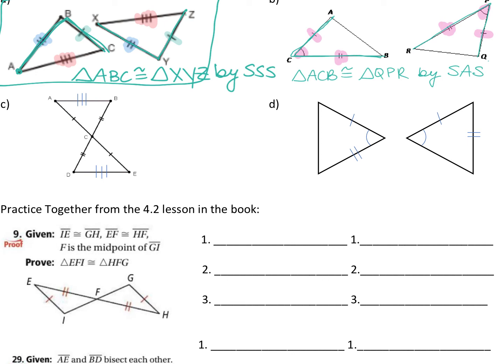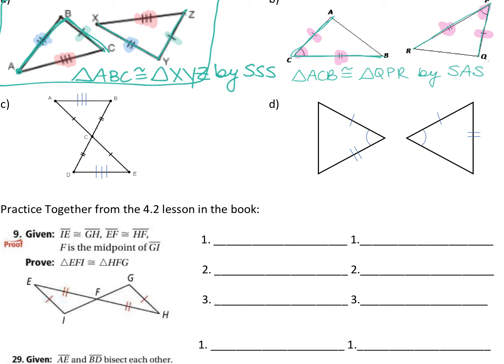Yes. By what? SSS. Anyone see a different way that they're congruent? It's not reflexive. There's nothing they share except for a vertex. It's reflexive if they share an angle or they share a side perfectly. But do you see angles that are congruent? No. What kind? Vertical? Vertical, yeah.